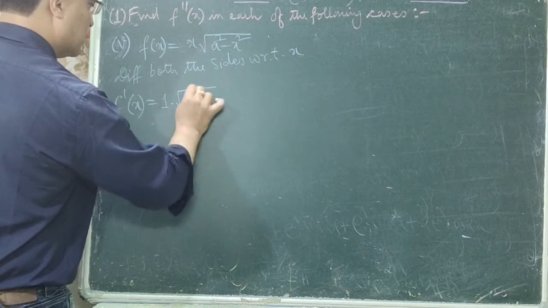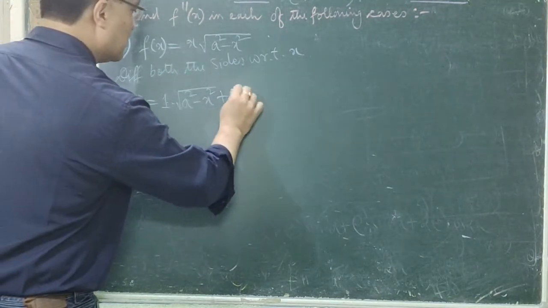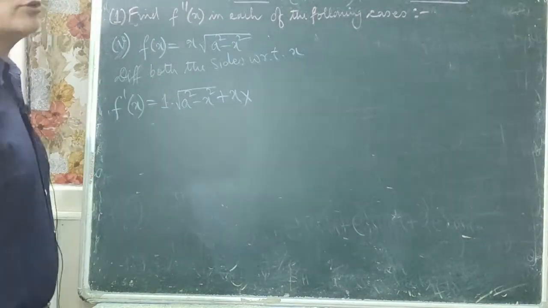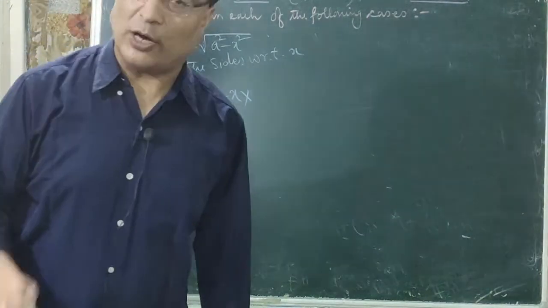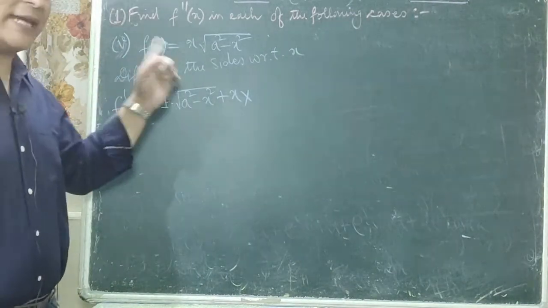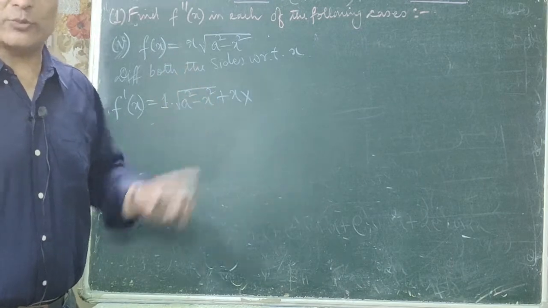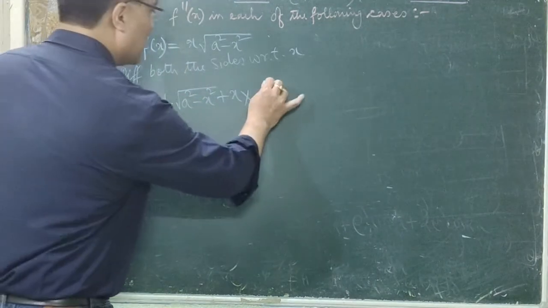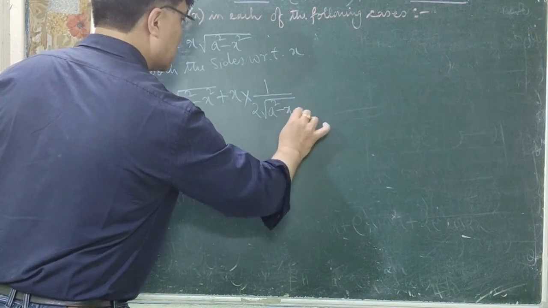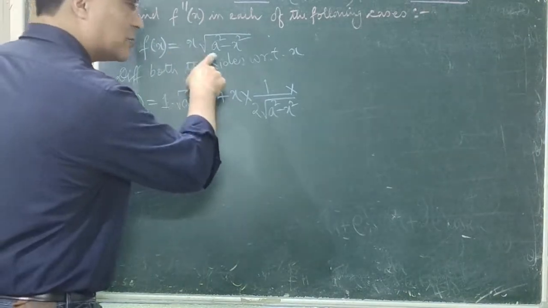Into the second term, which remains as it is, plus, now again the first term x remains as it is, x into, now differentiate root over a square minus x square. So how can you differentiate it? What should you take it as? Root over x. What is the differentiation of root over x? 1 by 2 root over a square minus x square into, now you have to differentiate the term which is assumed as x.